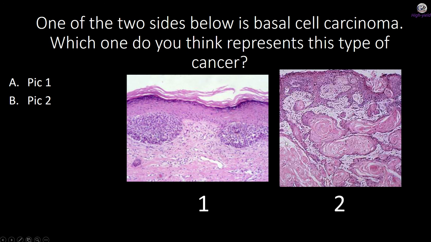Which of the two slides below, or one of the two, is basal cell carcinoma? Which one do you think represents this type of cancer? So slide number 1 has a bunch of cells growing out of control that is adjacent to the epidermis at the basal layer. This one's looking pretty good. But then I have this one, lots of cells out of control. It looks very messy. It's very hard to necessarily tell any organizational pattern.